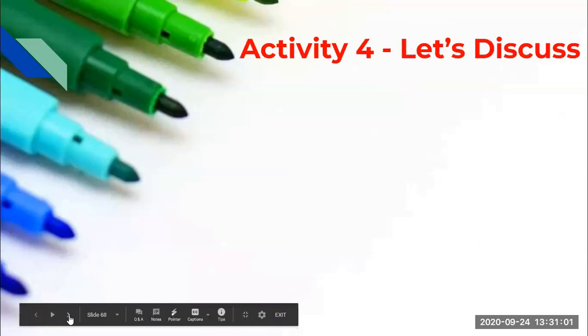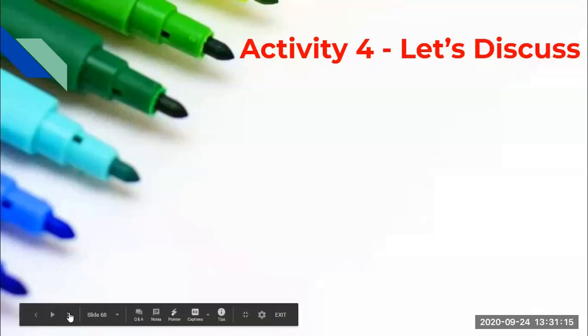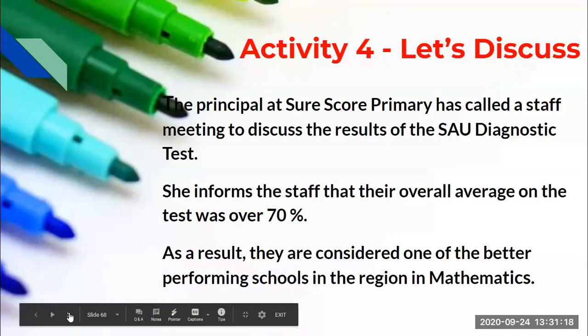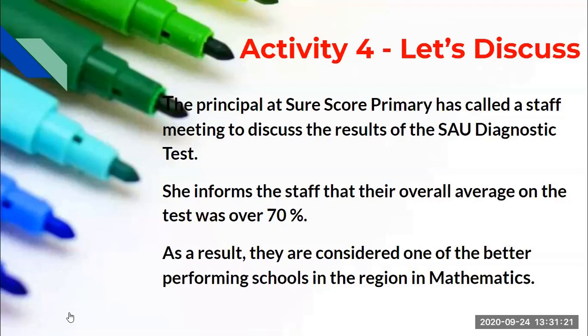So we're going to move into an activity now that's just going to wrap up everything that we looked at from the very beginning of this session right up to the breakout room. So this activity reads, the principal at Shore Score Primary has called a staff meeting to discuss the results of her unit diagnostic test. Now, she informs the staff that their overall average on the test was 70%. And as a result, they are considered one of the better performing schools in the region in mathematics. So this is her analysis.